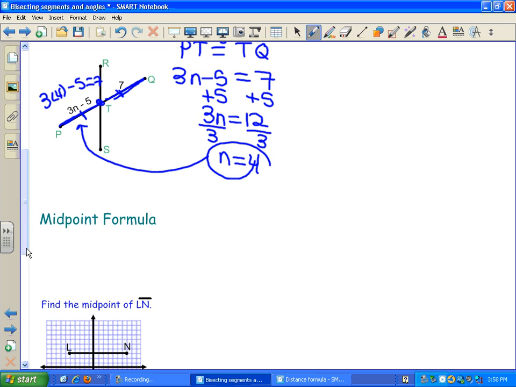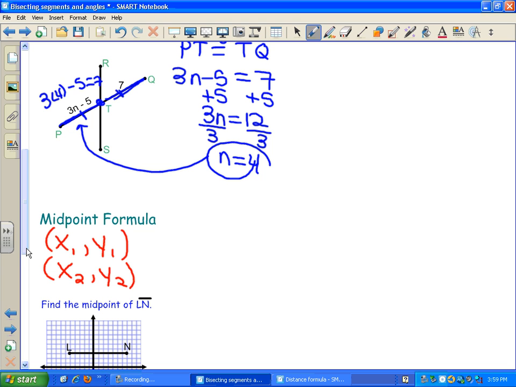Let's take a look at another way that we can talk about midpoints. We can find the midpoint between 2 points. So if I had x1 and y1, so there's my first coordinate point, and then you were given x2 and y2. When we think about finding a midpoint, we're finding the middle.